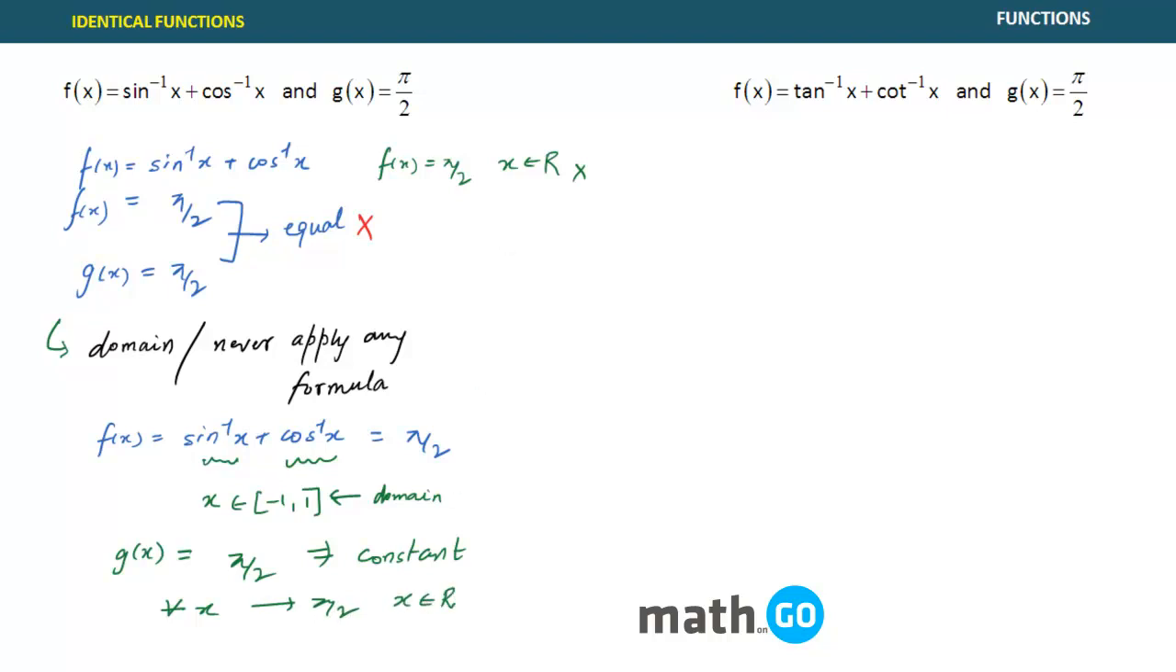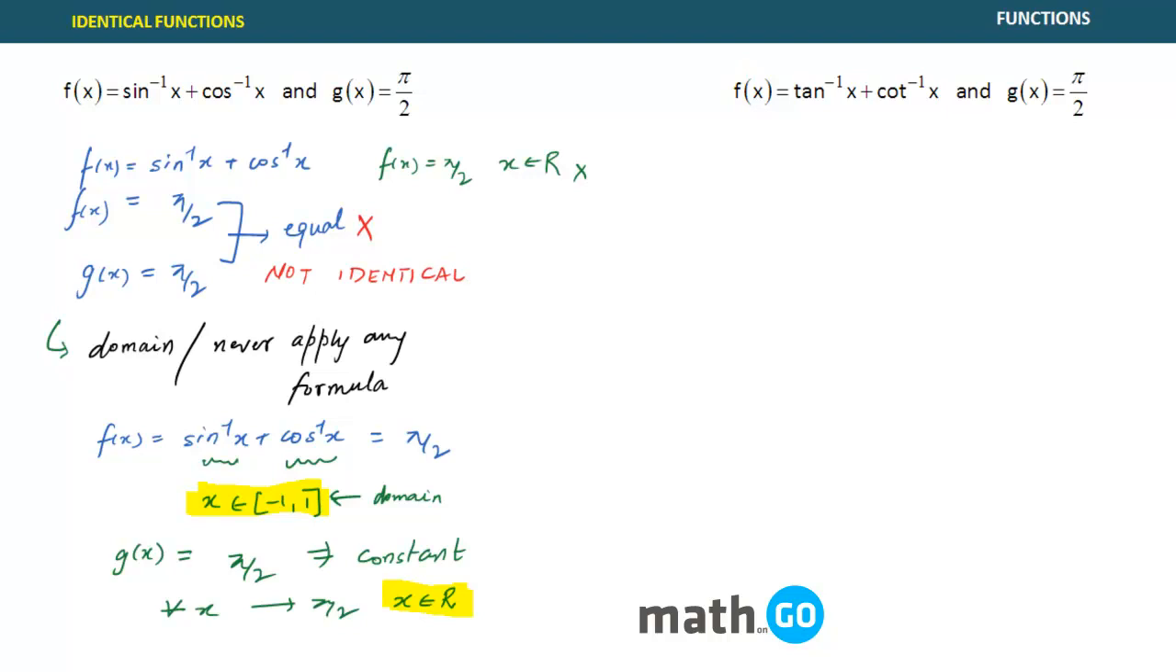Can you check whether their domains match or not? Obviously not. One says the domain is minus 1 to 1. The other says the domain is x belongs to R. So that means these two functions are not equal, not identical. I hope my point is clear in this particular example.